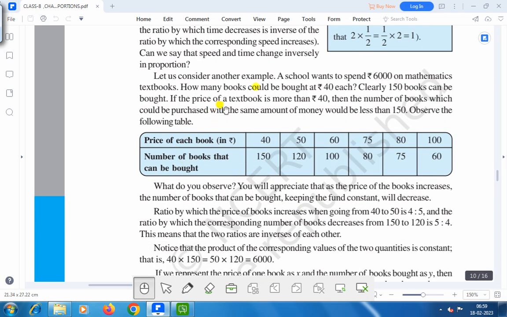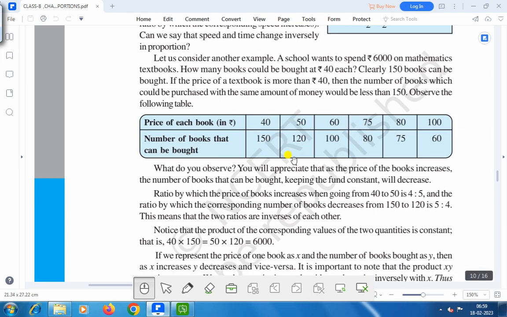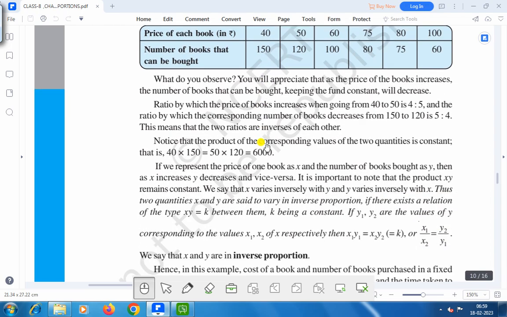Let us now consider another example. Price of each book: 40, 50, 60, 75, 80 and 100. That means the number of books that can be bought is 150, 120, 100, 80, 75, 60. Then when the price of a book increases, the number of books that can be bought decreases. That means they are in inverse proportion, right?